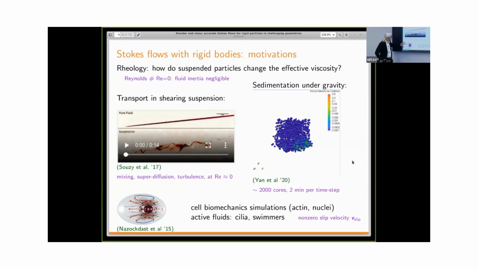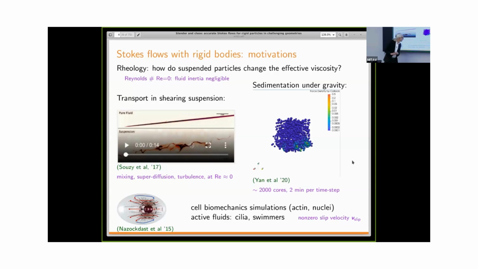In general, there's a bunch of biomechanical problems where viscous fluids are in cells, and there's actin filaments, so high aspect ratio objects. There's solid objects like nuclei, and how does the cell mechanics work? All at 0 Reynolds number.